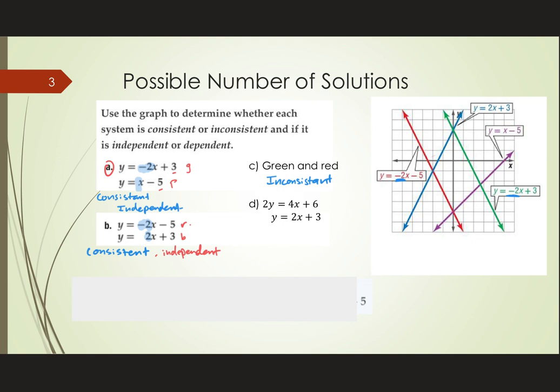Now last but not least, go ahead and try D. On this one, you may have to move things around and get it set up in slope-intercept form, but go ahead, see if you can figure it out. When the video plays again, you'll see the right answer.